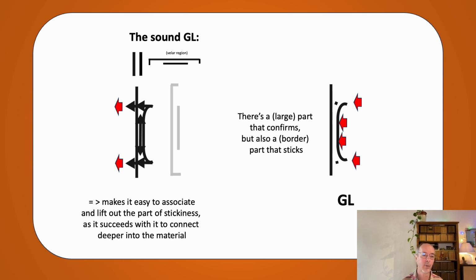So we know that we are only going to associate something out of what we have with the G and the L combined, and we will lift that out of that part that we know. There's a stickiness in there, and that will connect us deeper into the material and into the realization of what we have. That's more or less the G and L combined.